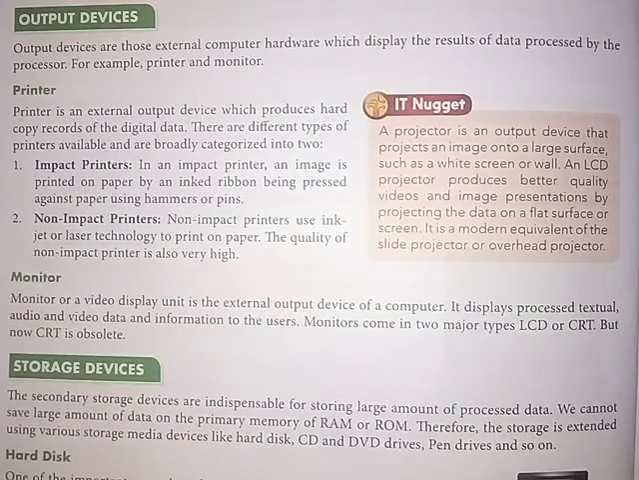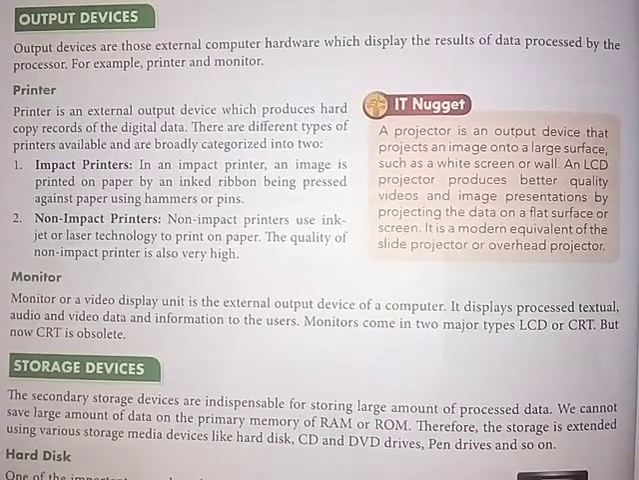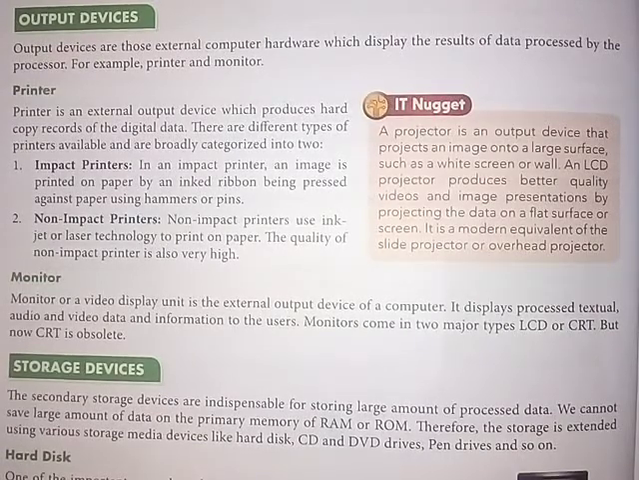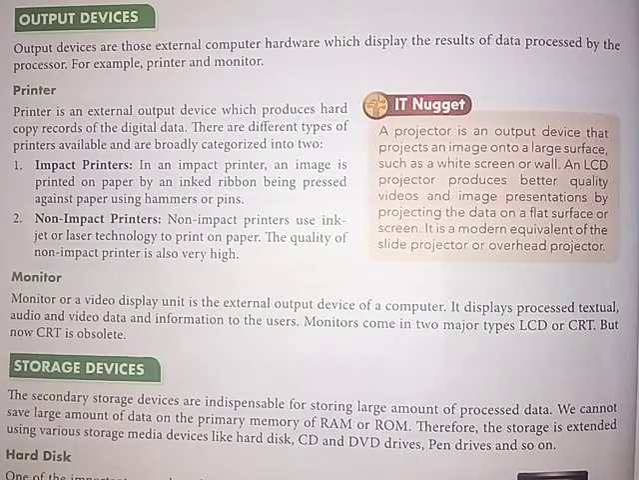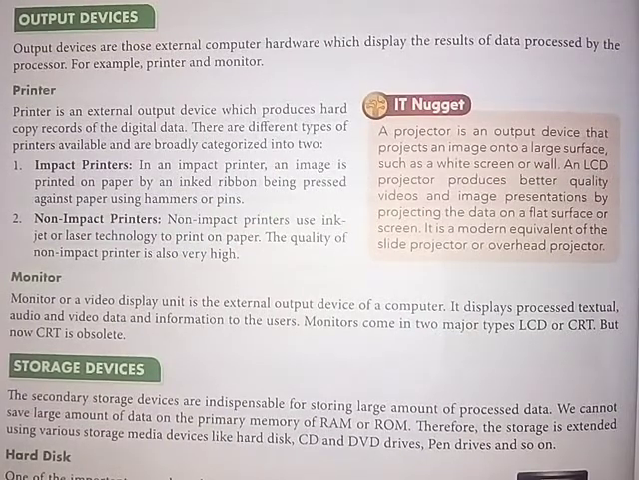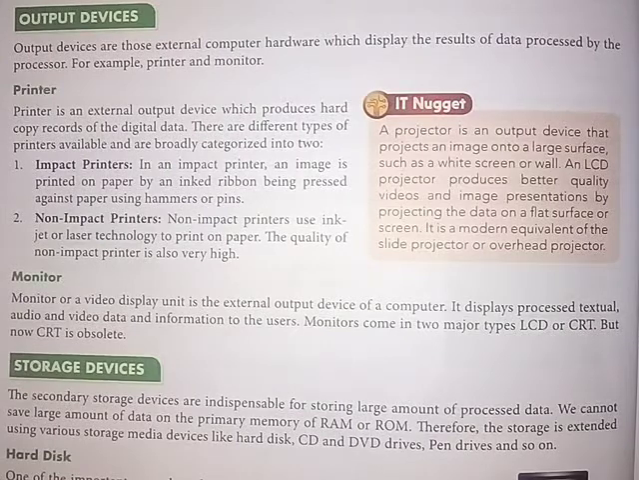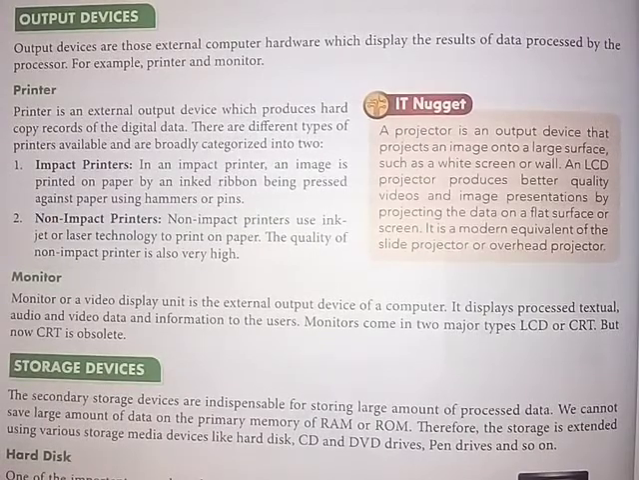Output devices. Output devices are those external computer hardware which display the results of data processed by the processor. For example, printer and monitor. Printer. Printer is an external output device which produces hard copy records of the digital data. There are different types of printers available and are broadly characterized into two: impact printers and non-impact printers.